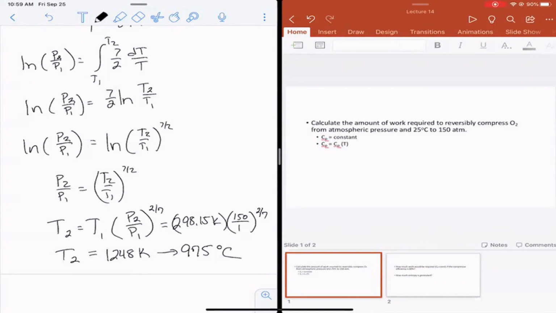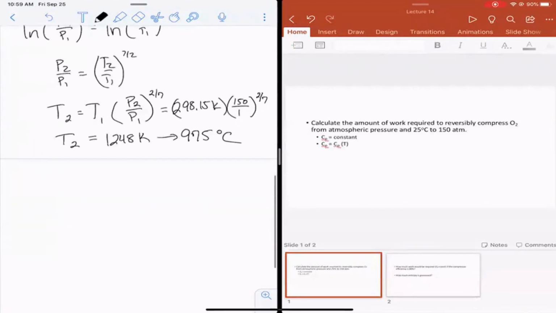So, all right, we found essentially what the isentropic final temperature would be when we have a reversible system. And now that we have the final temperature, of course, we can answer this question because we know that the amount of work is m dot delta H. And if we have the second temperature, we now know that delta H is equal to the integral from T1 to T2 of Cp dT. And so we know that our heat capacity is equal to 7/2 times R.